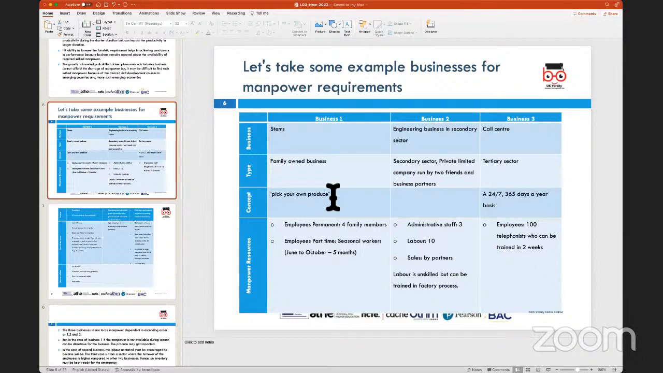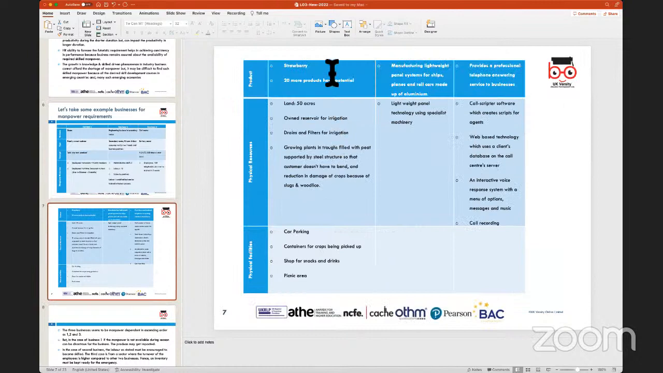So if you look at a small business, it's family owned and produces, for example, fruit and veg in an agriculture business, and it employs 4 members of the family. There are some seasonal workers employed. They basically produce strawberries and 20 other different types of product. They have a physical resource requirement of land, which is 50 acres, which requires tilling, farming, irrigation, and other work, which obviously needs to be maintained while the plants are growing. They need weedicides and insecticides to be sprayed to protect the crops.